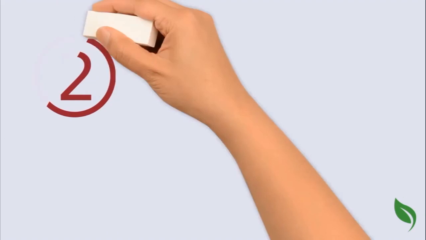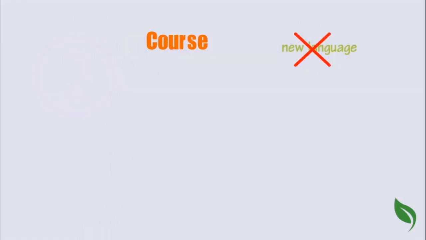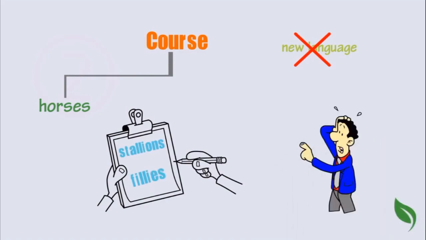Number 2. Don't introduce new language. For example, if the course refers to horses as horses, but then the test question refers to stallions and fillies, which are types of horses, the test taker will be unfairly confused.